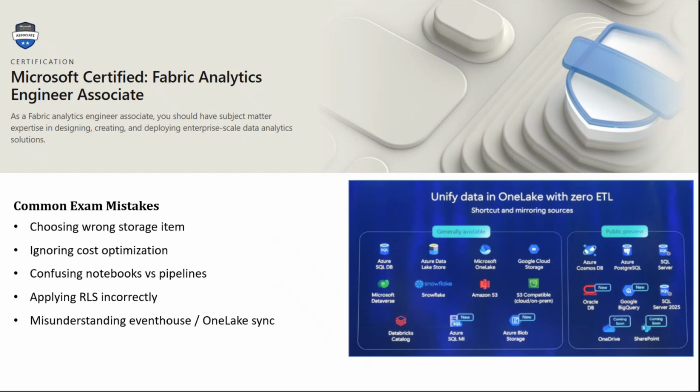In this requirement, they have the F64 capacity. They want to deploy a pipeline. They want to deploy a warehouse. They want to use the warehouse. They want to create a report on a particular subject area. Like that, you will see the questions there.